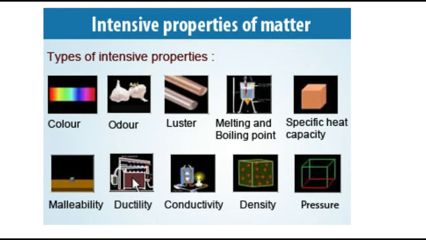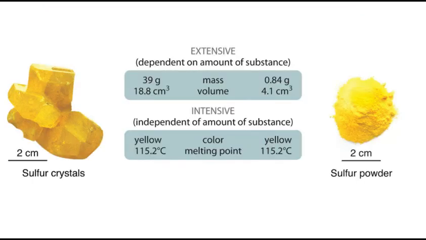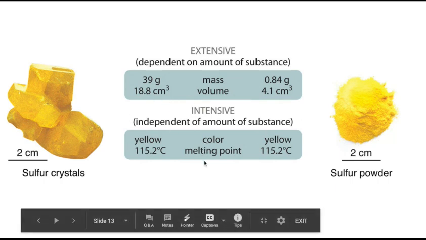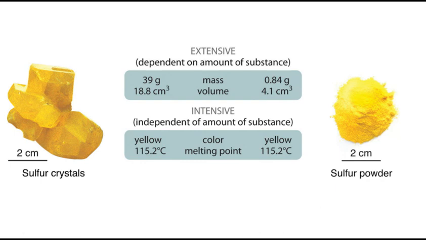There are different types of intensive and extensive properties, which we will see here. So intensive is basically independent of the amount of substance. So these are all properties such as color, melting point, boiling point. The example used is sulfur. No matter how the sulfur physically looks, it is always going to have the same color and always going to have the same melting point.